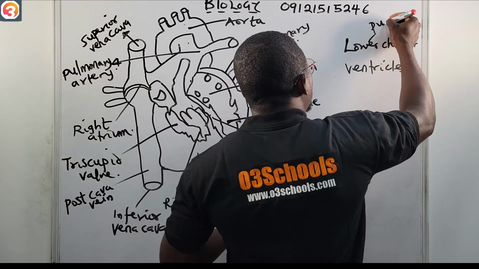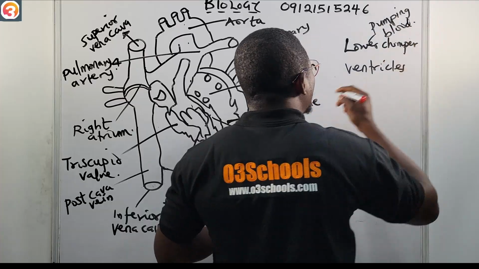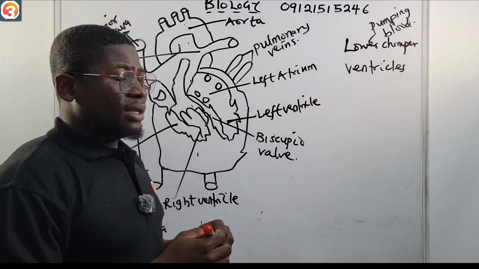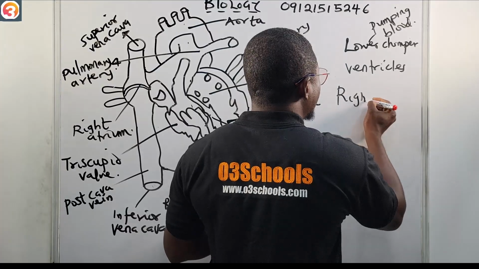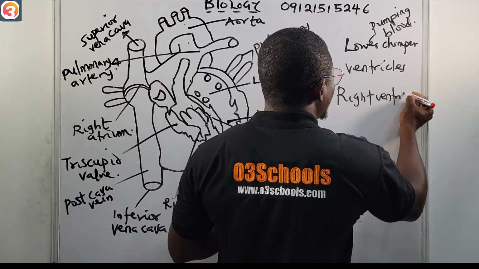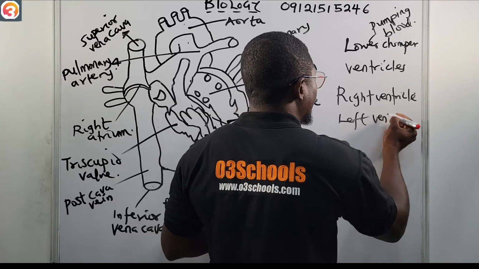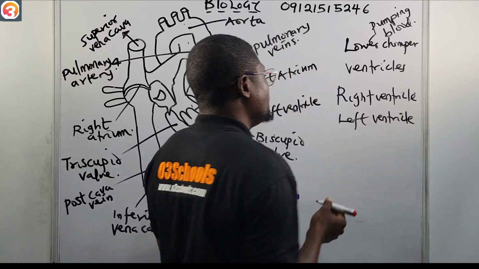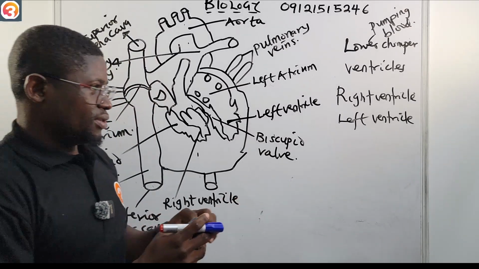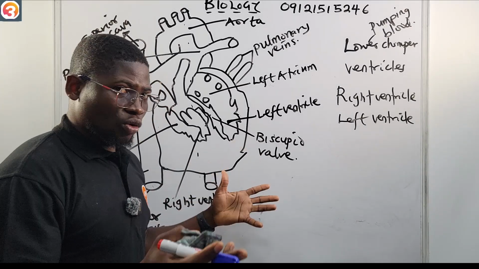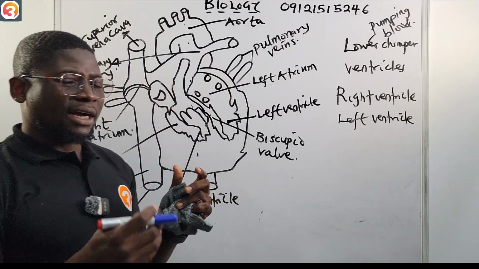They are for pumping blood. We talked about that. They are for pumping blood. Since the heart is bifurcated also, that means we are going to have the right ventricle. Also, we are going to have the left ventricle. Please take note of that. So we have the right ventricle, then we have the left ventricle.